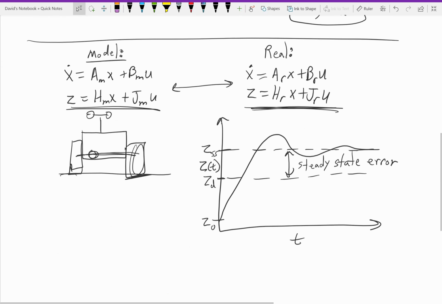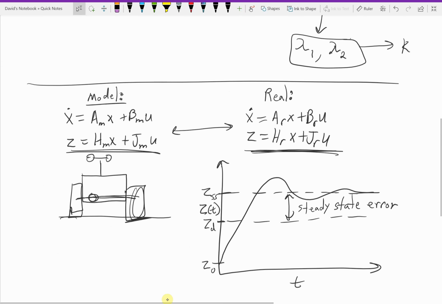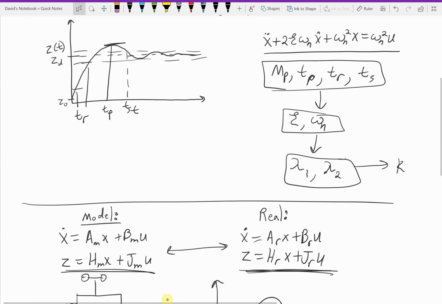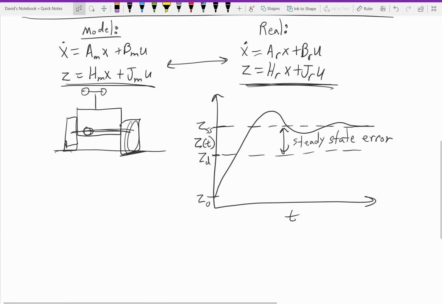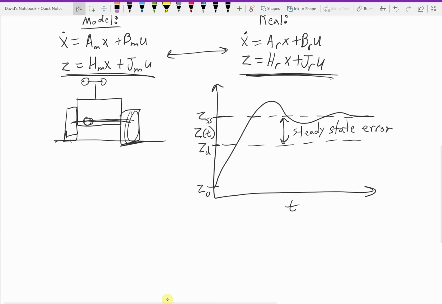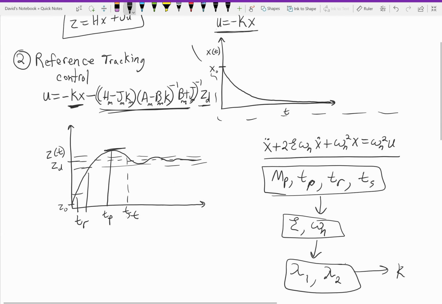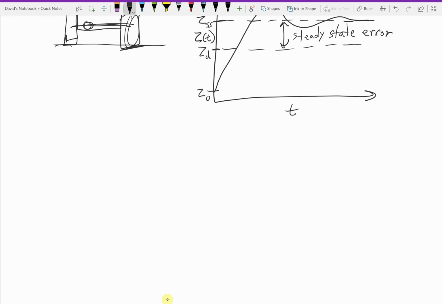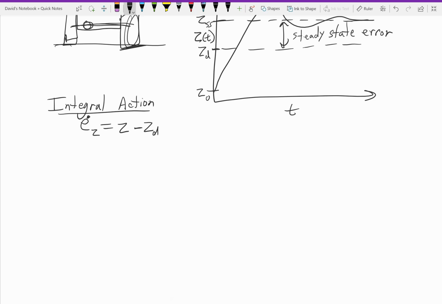Right. Okay, so the objective of a new form of control, which is the most commonly used form of control, that we'll call integral action, and for second order systems called PID control, is to incorporate a new term into our reference tracking controller. And in particular, we're going to introduce a new term into our system called EZ, or I should say, the time derivative of this EZ is equal to the difference between the output and the desired output.